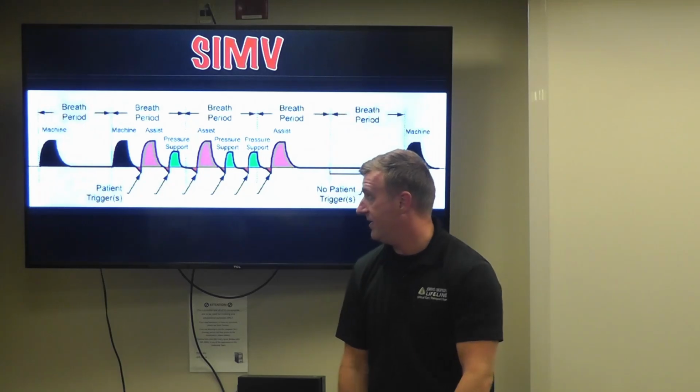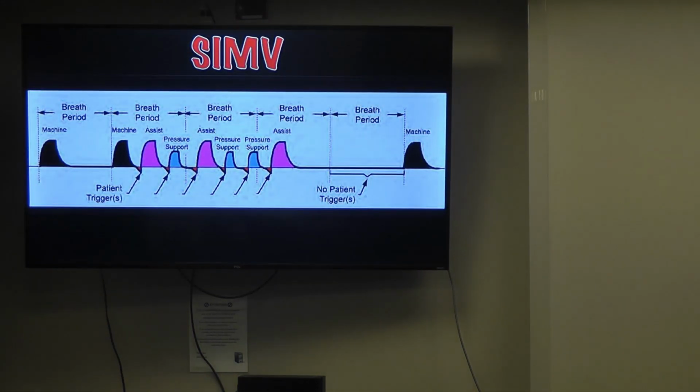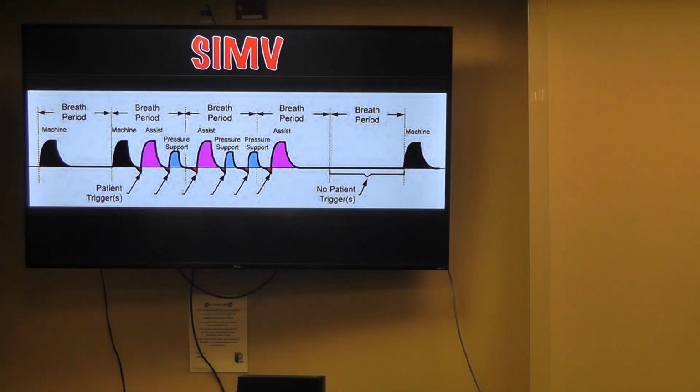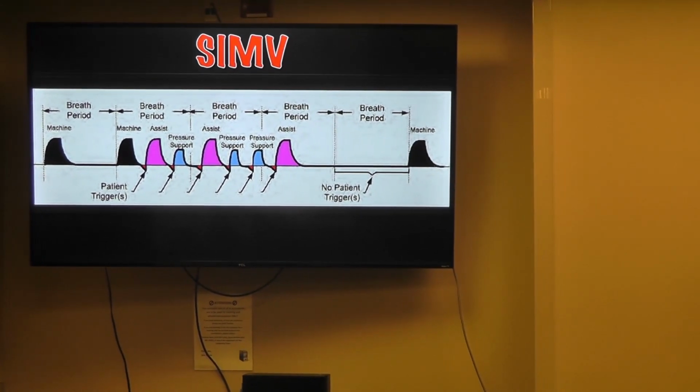This is what SIMV looks like graphically. We talked about cycle time or breath period. So that's what each one of those is. At a rate of 12, each one of those breath periods is 5 seconds, because we take 60 seconds divided by 12, which gives us 5 seconds from the start of breath 1 to the start of breath 2.